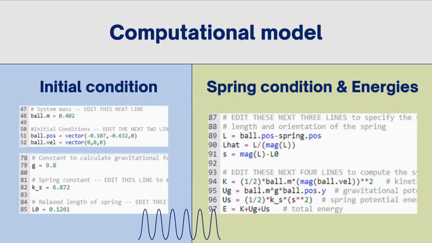I'm using Glowscript to create a computational model for my experiment. It starts with some initial conditions such as the mass of the object and the initial position and velocity. Next are some constants such as gravity, the spring constant, and the L naught that we found earlier. To create a spring computationally, I'm using the next three lines, and I also put in all of the energy equations from earlier.